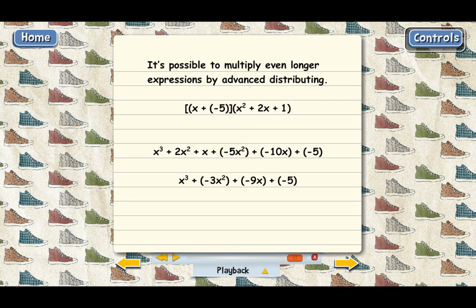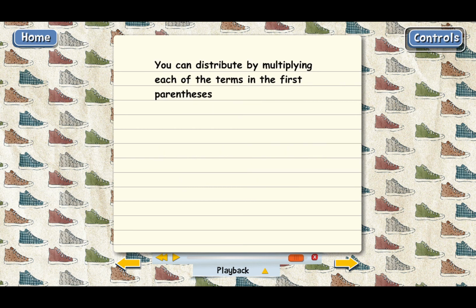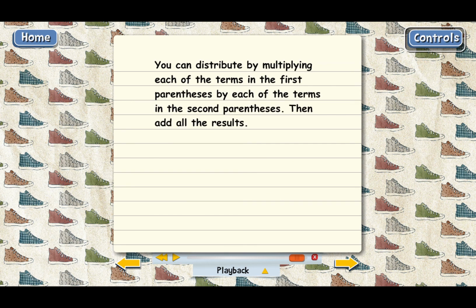The main point is that no matter how many terms are inside parentheses, you can distribute by multiplying each of the terms in the first parentheses by each of the terms in the second parentheses, and then you add all of the results. But just make sure you change any subtractions to additions of the opposite first before you distribute.